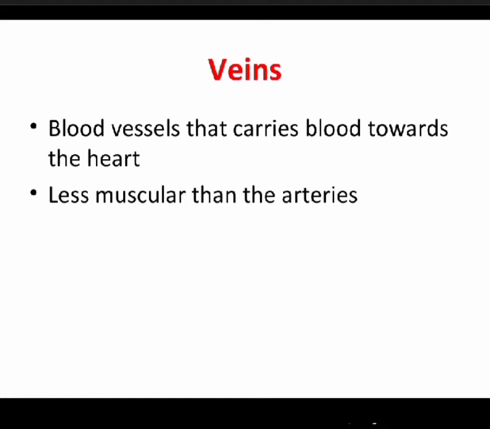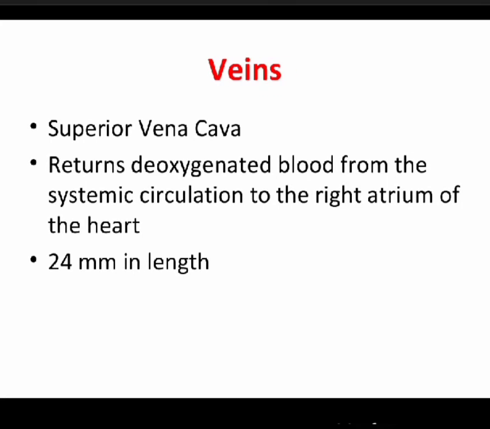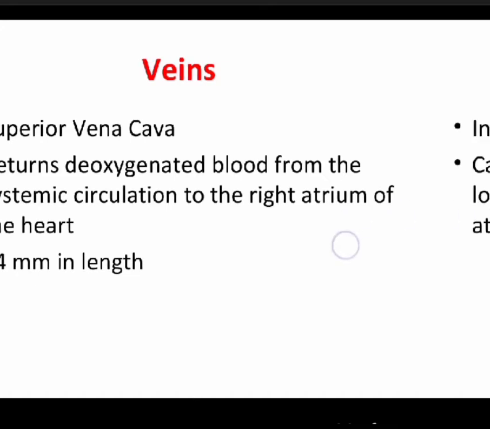Now veins, we are looking at the various vessels that are attached to the heart. The veins are blood vessels that carry blood towards the heart. They are less muscular than the arteries. Now the veins, we have the superior vena cava. It is a vein. It returns deoxygenated blood from the systemic circulation to the right atrium of the heart. It is 24 millimeters in length.